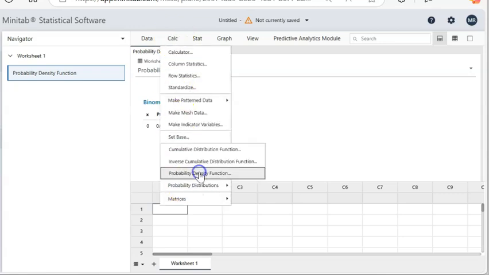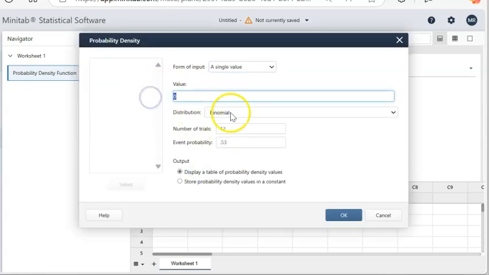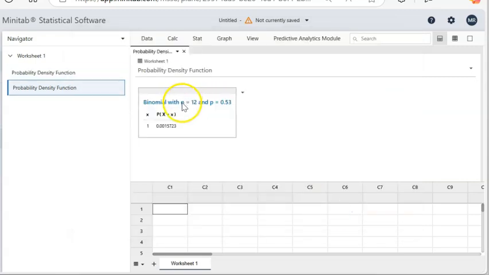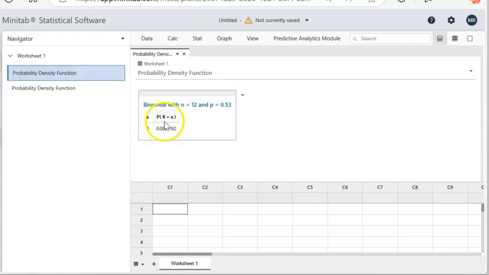Calculate probability, there we go, density function, and we can change the value to 1 and hit OK. And so look, we have the probability when x is 1, and we have the probability when x is 0. The other possibility is we could go into C1 here, and we can key in 0, 1, 2, and 3.